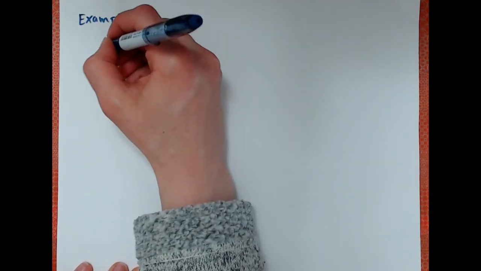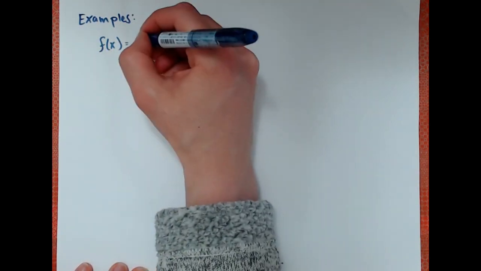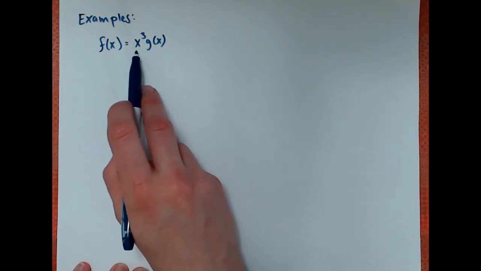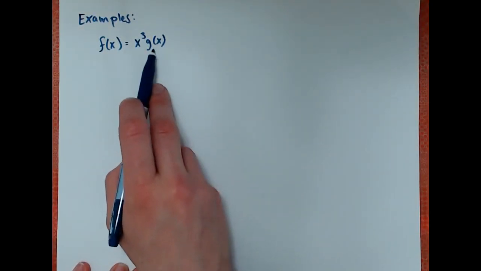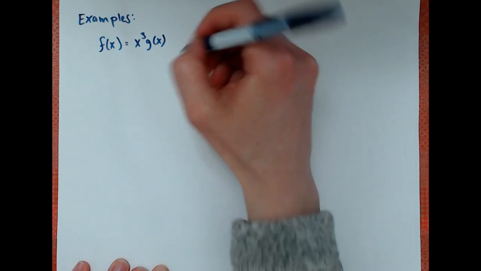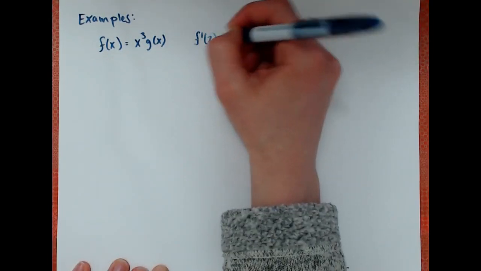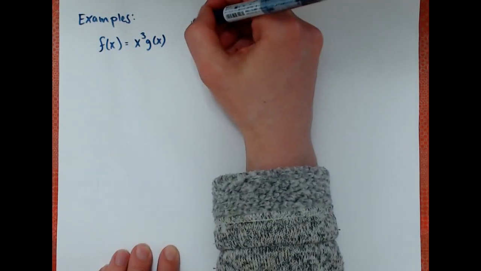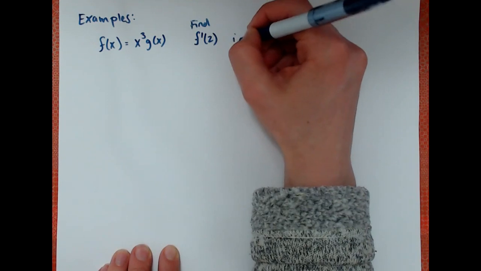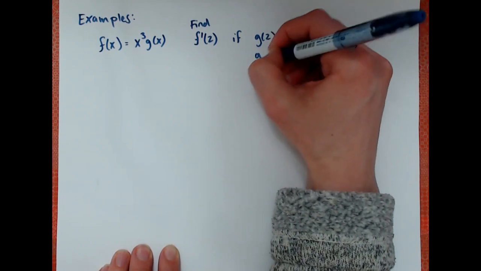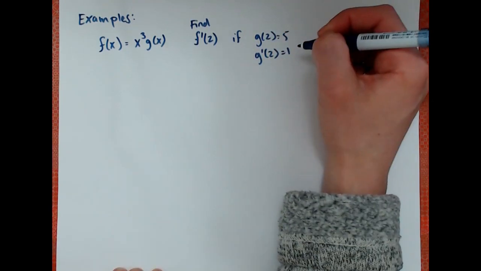So the first one is f of x is equal to x cubed times g of x. So in this case, we have two functions. Do you see how this is two separate functions? We have an x cubed and we have a g of x. In this case, we're given conditions. It's asking for f prime of 2. So find f prime of 2 if g at 2 equals 5 and g prime at 2 equals 1.